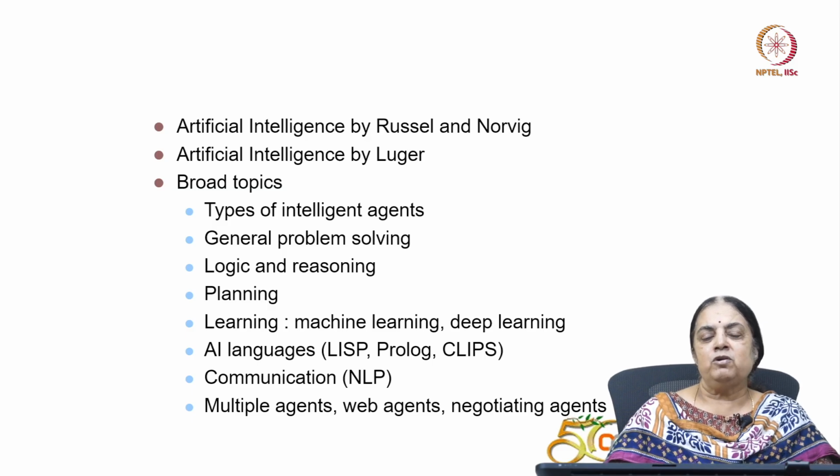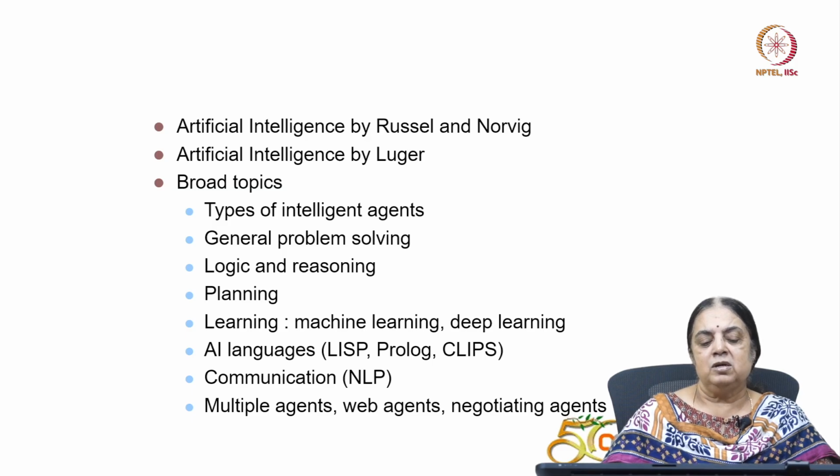So what are the broad topics which we will be covering in this course? Basically, we'll start off with talking about what are agents and what are intelligent agents and the different types of intelligent agents that we have. So we have something called a simple reflex agent, and we also have more complex agents, which are more powerful. So we'll talk about different types of agents.